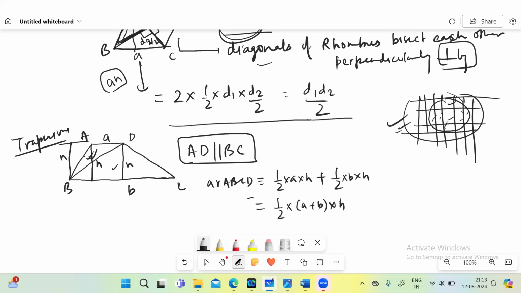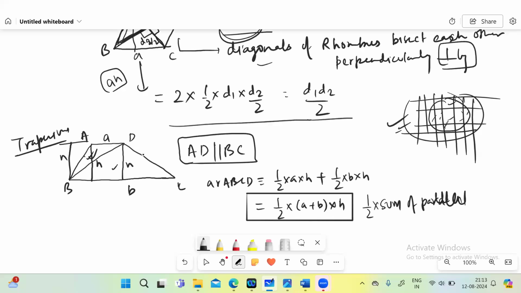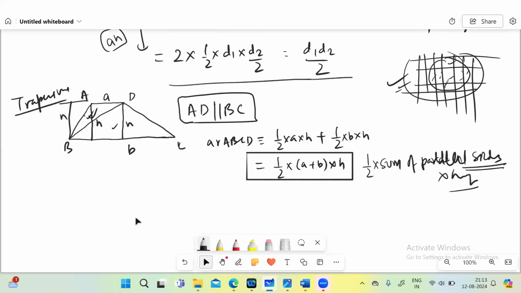And to remember it in words, we will call that the area of trapezium will be half into sum of parallel sides into height. So half into sum of parallel sides into height of the parallel lines. So this is how we calculate the area of trapezium.